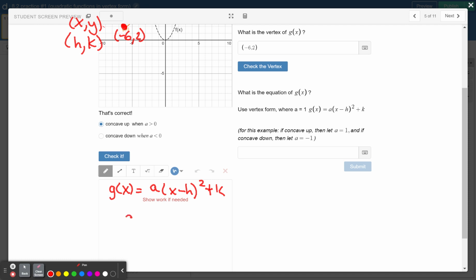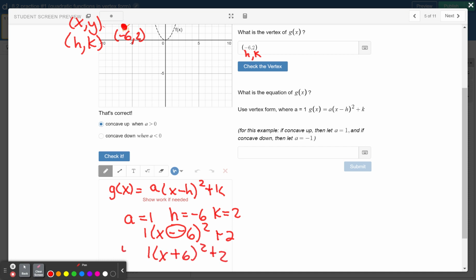Since it's concave up, our a value is going to be 1 for this. Eventually it's going to be a different number, but for right now it's just going to be a 1. So then we're going to have 1. Our h is -6, and our k is 2, because h comma k. So we're just going to plug that in. X minus a -6, all the way squared, plus 2. Now simplify this. Minus a negative is adding. And then we have our y equals, or g of x equals. Honestly, either or is fine for right now.